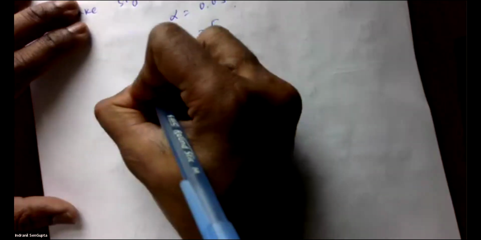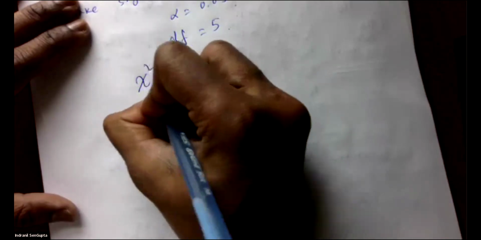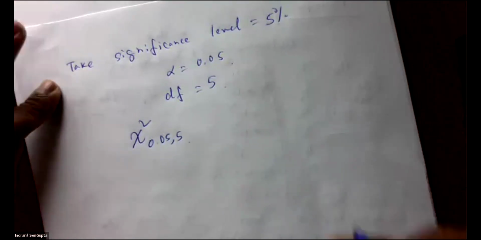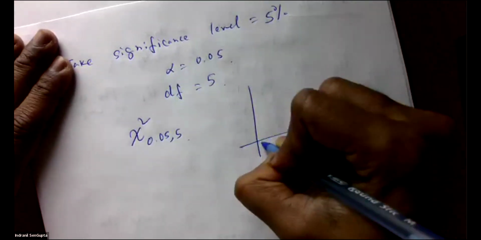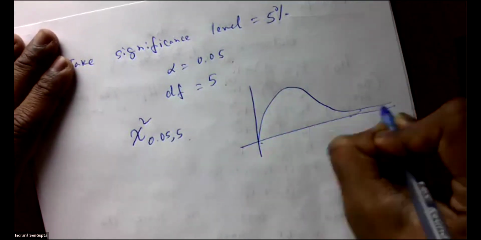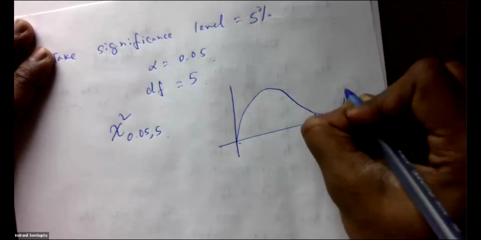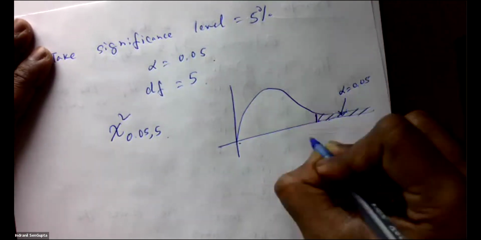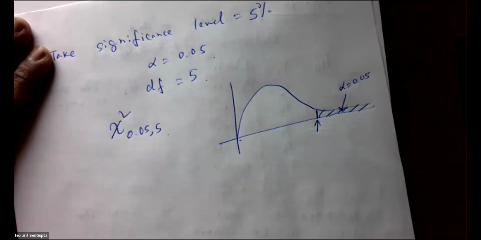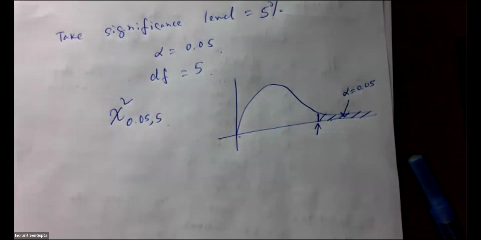So what is chi-squared 0.05, 5? That is our test value. Here is the thing: I'm trying to see what this area is. If alpha equals 0.05, what is the corresponding number for degrees of freedom 5? Now let me just share the screen again.